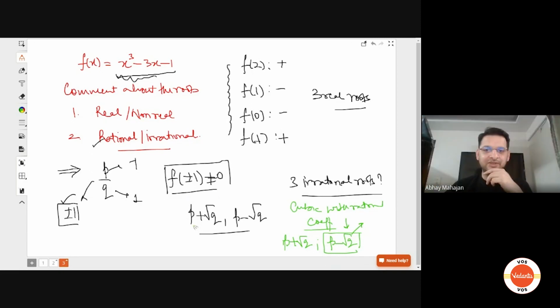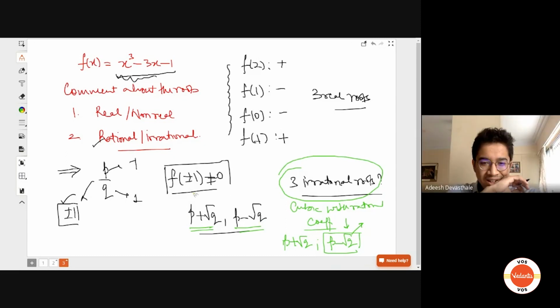Okay. Then if P plus root Q is one of the roots, then the other root will be P minus root Q. Can there exist 3 irrational roots in a cubic? No. With rational coefficients? Yeah. I don't think it will exist. But then where did I go wrong over the previous thing?